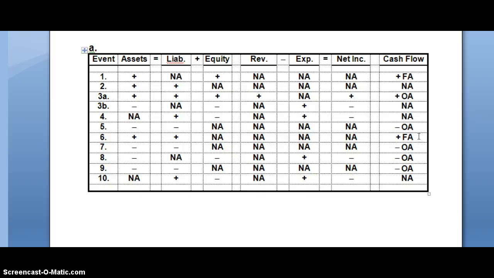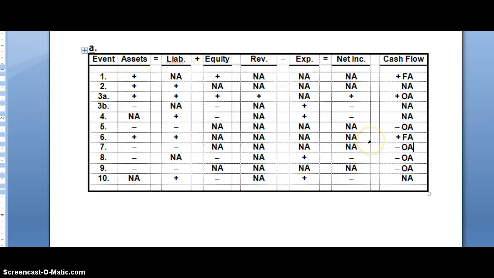Now, number 7. You paid $6,600 for warranty repairs during the year. Cash is going to go down, and you've been carrying a liability, and that's going to go down as well because it's reducing the liability. You're reducing cash, you're reducing liability. The balance sheet stays in balance, and operations activity is going to be reduced as well.